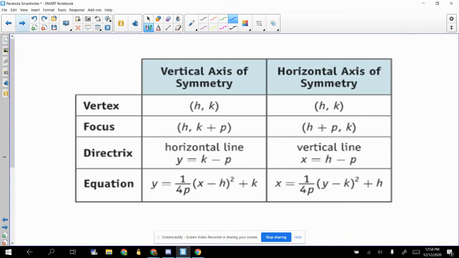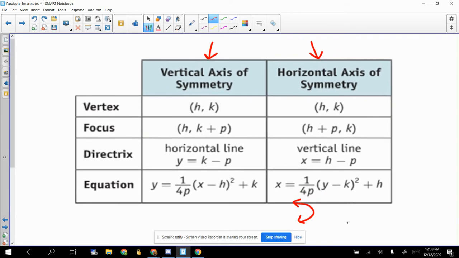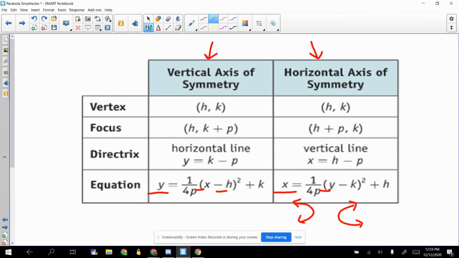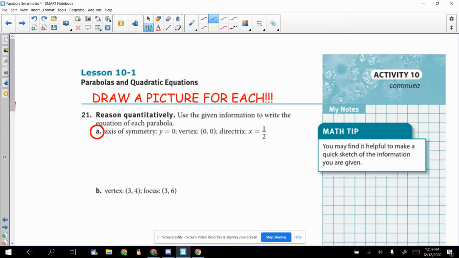Okay. So again, yesterday we focused on a vertical axis of symmetry. Today we're going to focus on horizontal, which means your parabolas will look like this, which is kind of crazy because we haven't seen many of these. But really all that happens is it changes it from a y equals to an x equals. And it just switches where your x and y are and your h and k. So it just flip-flops everything. All right, so let's go ahead and take a look at this. We're going to be focusing on A and D. And again, we're going to draw a picture for each.